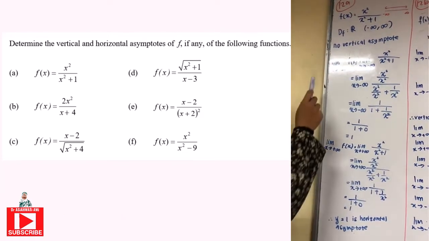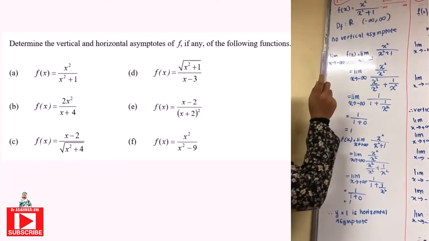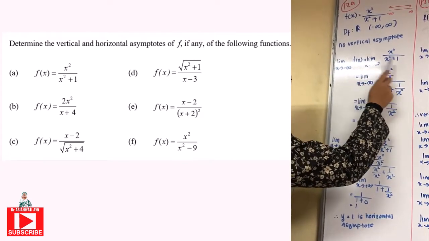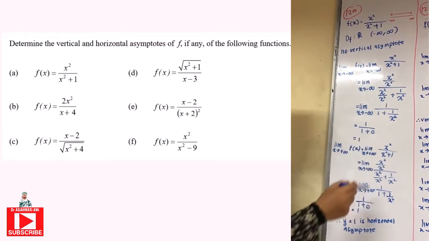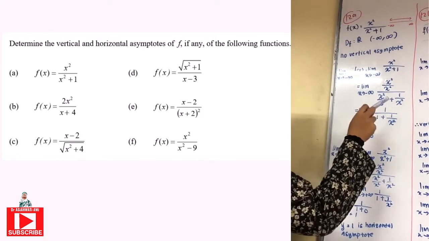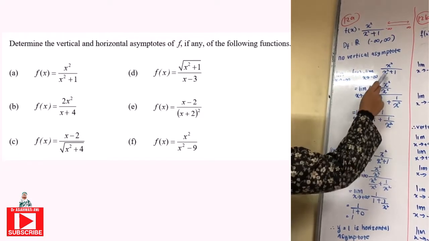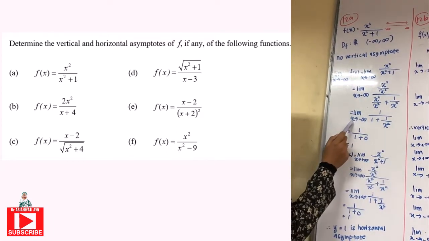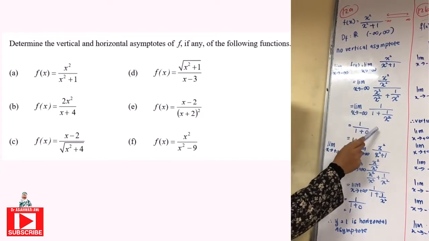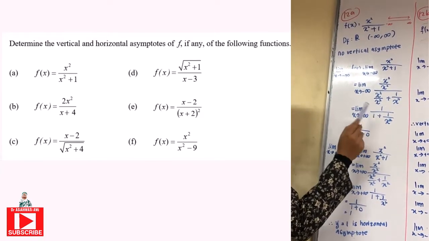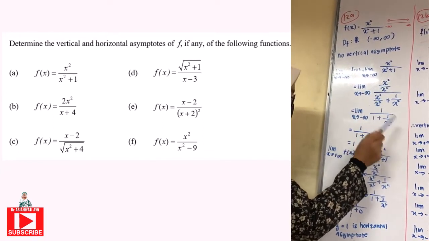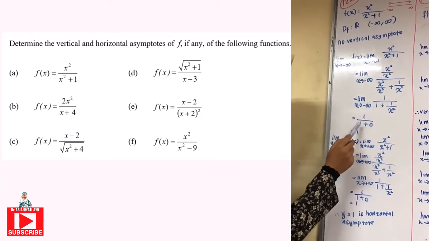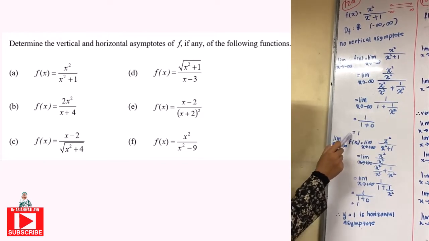To find the horizontal asymptote, limit as x approaches negative infinity of x squared over x squared plus 1. We divide by the highest degree of the denominator, which is x squared. We simplify, and then we get the limit as x approaches negative infinity of 1 over 1 plus 1 over x squared. So we substitute, and then we get 1 over 1 plus 0, which is 1.